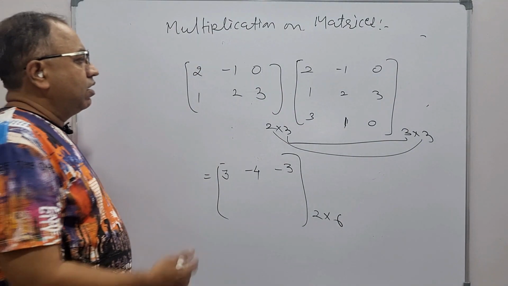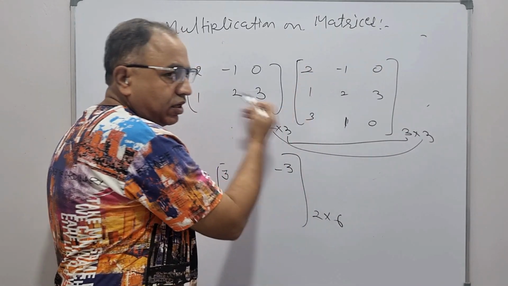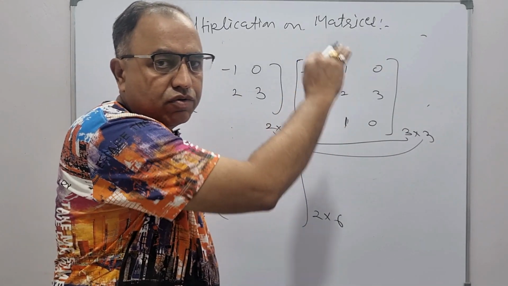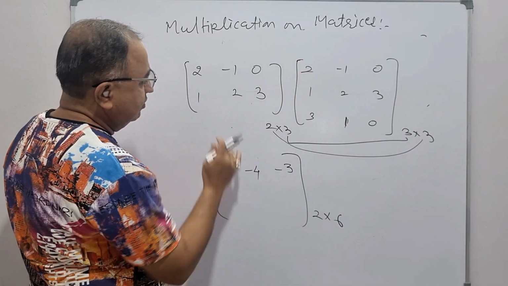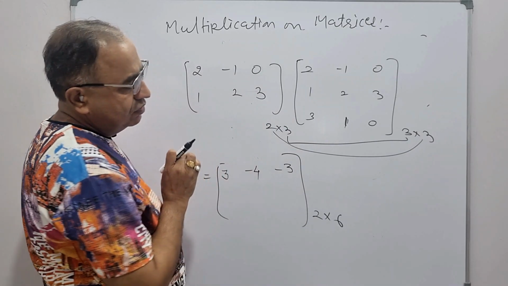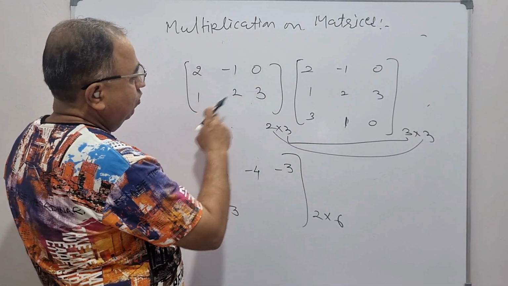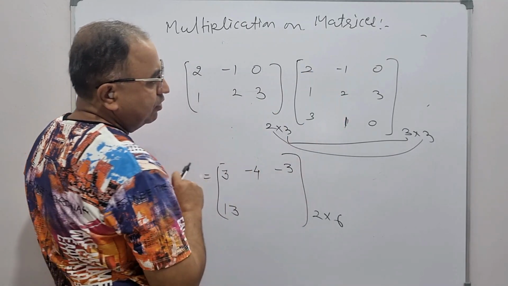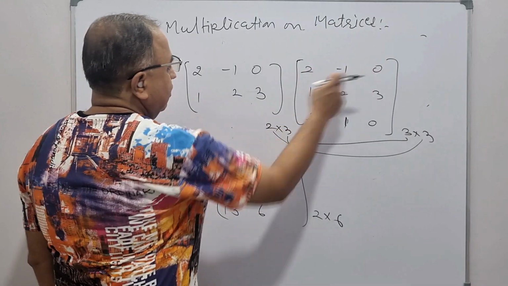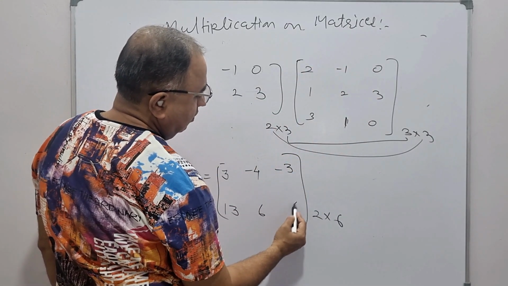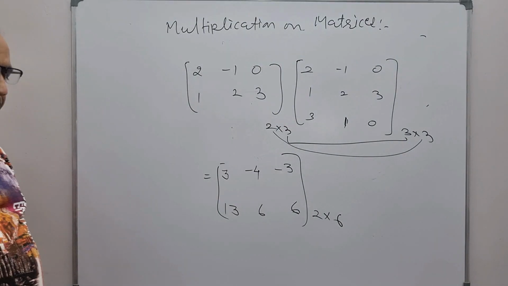Completed the first row of AB. Now the second row. Second row, first column, second row, second column, second row, third column. So second row, first column: 1 into 2 is 2, plus 2 4s are 4, plus 9, 13. 1 into minus 1 is minus 1, plus 4, 3, plus 3, 6. So 0, 6, 0, 6. This is how we obtain AB.